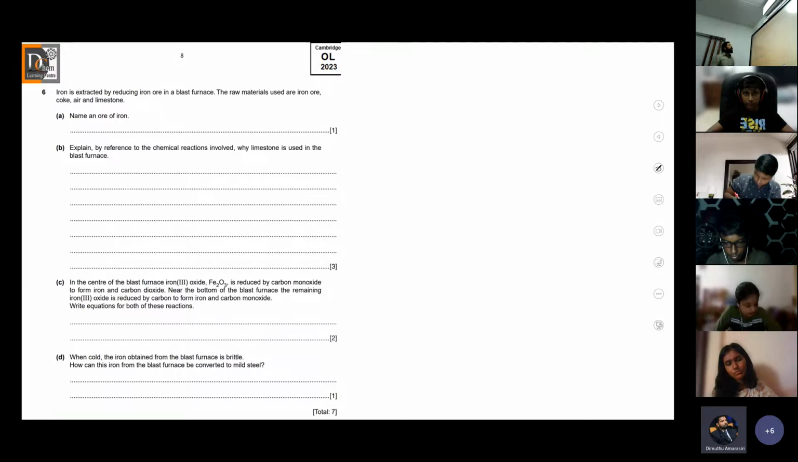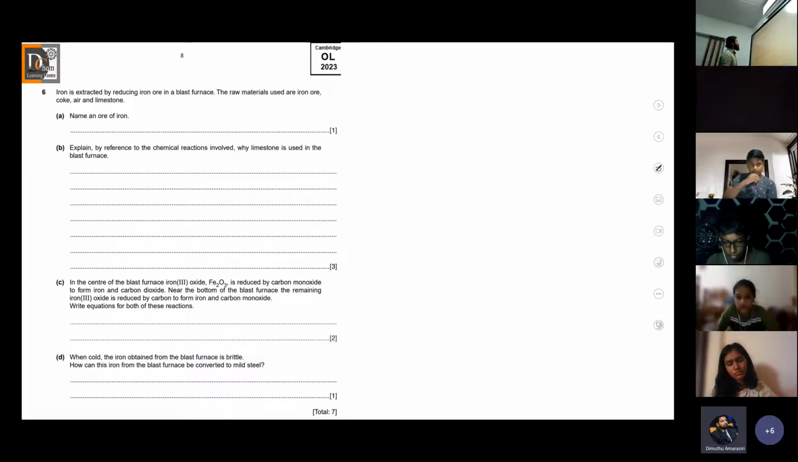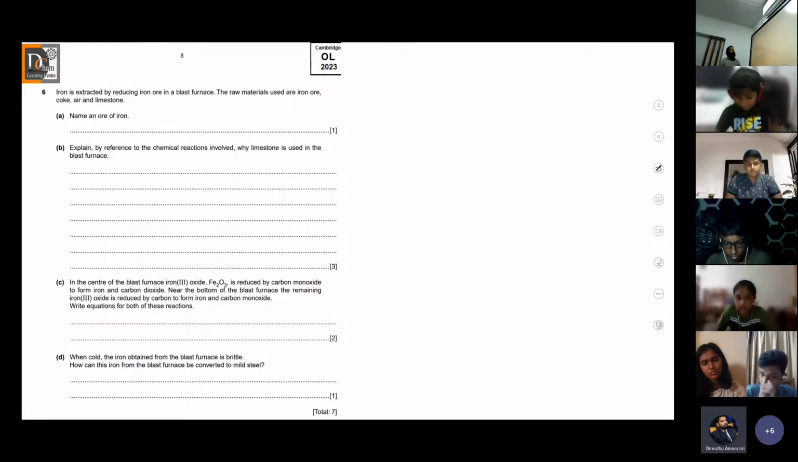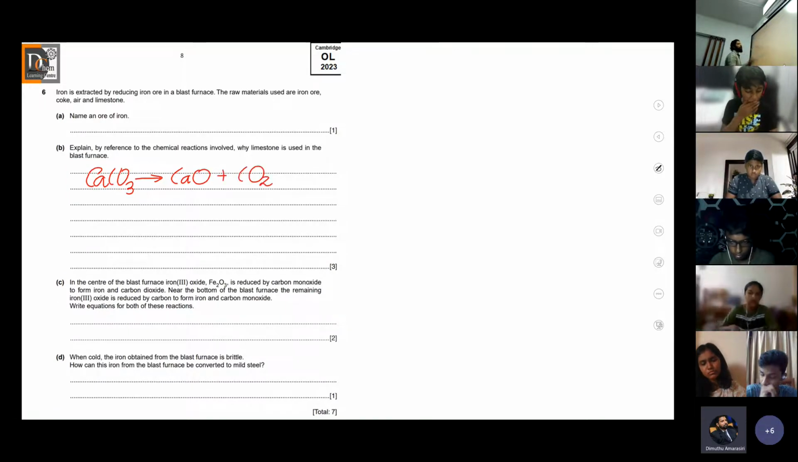All right, let's move on. Name and of iron. It was there at the beginning. All right. Explain by reference to the chemical reaction involved why limestone is used in the blast furnace. Limestone, calcium carbonate, undergoes decomposition to give calcium oxide and carbon dioxide.